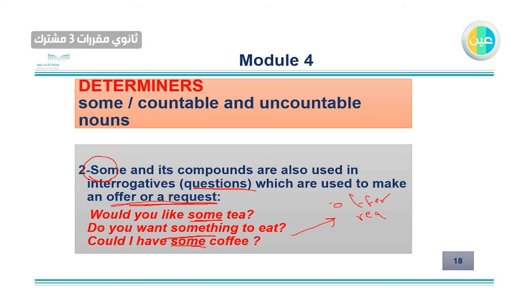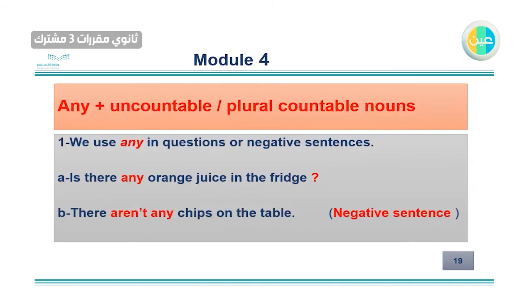Any, of course, is for uncountable and plural countable nouns. Okay, let's study any now, more on when we can use any. In two cases. Number one, we use any in questions or in negative sentences. Two cases: in questions and negative sentences.